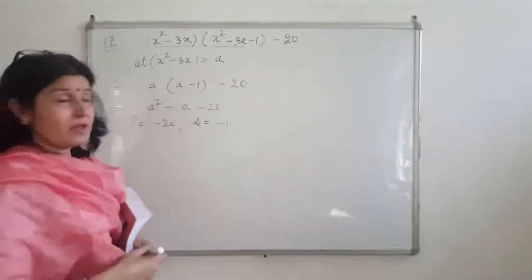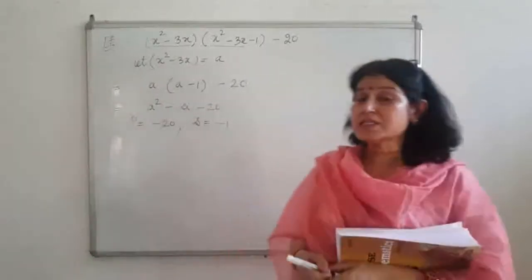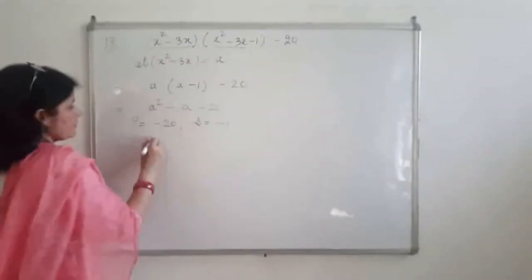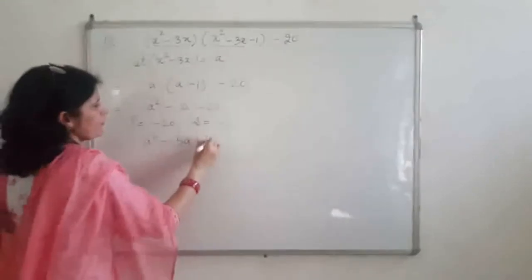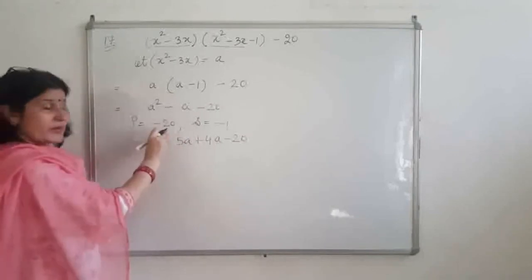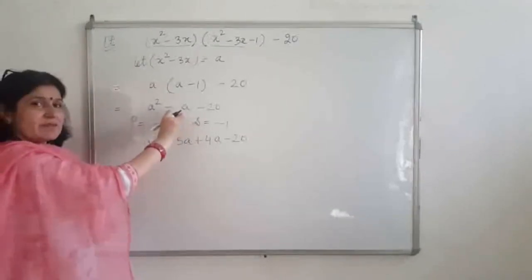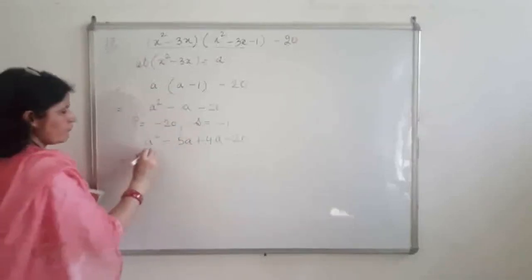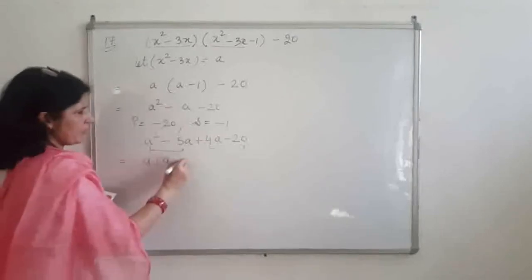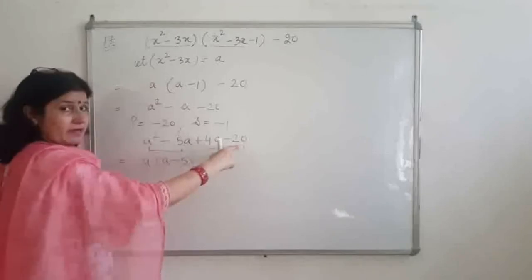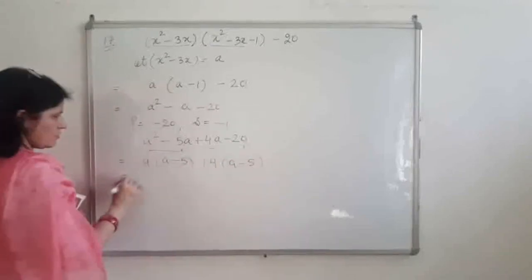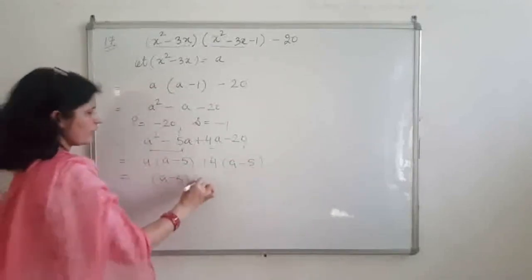So which two terms will we take? We will take minus 5 and plus 4. So a square minus 5a plus 4a minus 20. Minus 5 multiplied by plus 4 we get minus 20, and when we add them, we get minus 1. So from the first two terms and last two terms we make groups. a is common, a minus 5. These two terms, 4 and 20, are divisible by 4. So a minus 5 is the first factor, the second one is a plus 4.